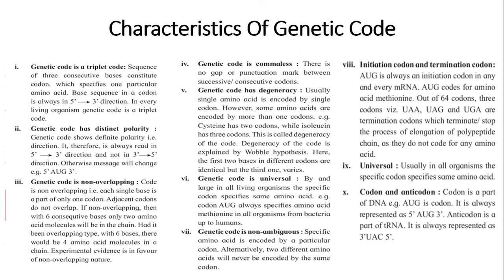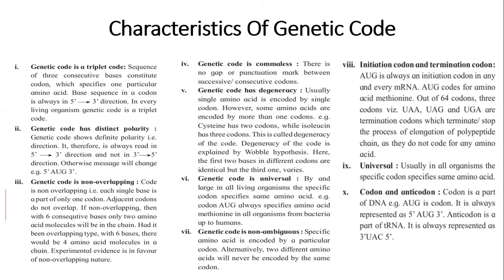Number 2, genetic code has distinct polarity. It shows definite polarity, that is direction. It is therefore always read in 5' carbon to 3' carbon direction and not in 3' carbon to 5' carbon direction. Otherwise, the message will change. Example is 5' AUG 3'.